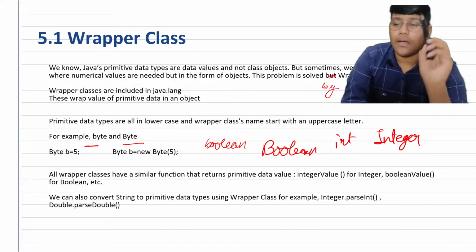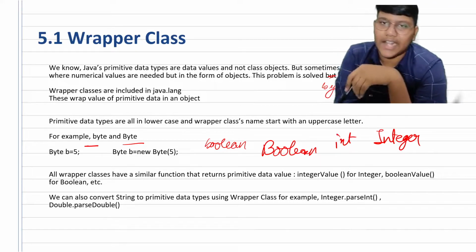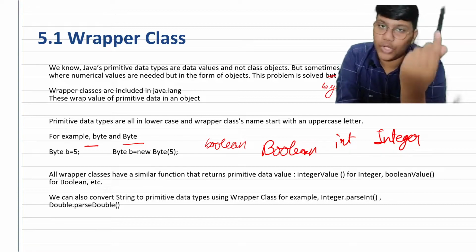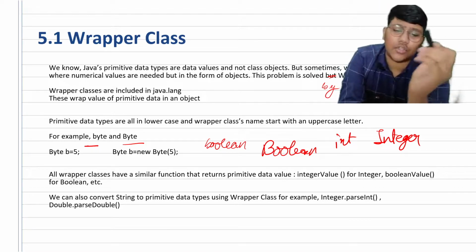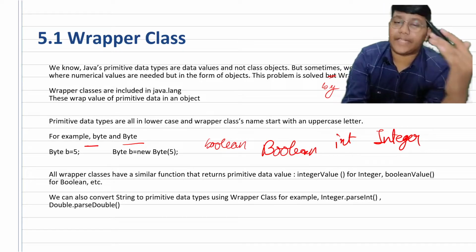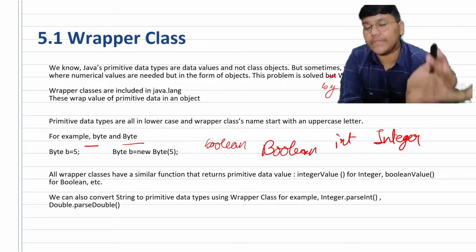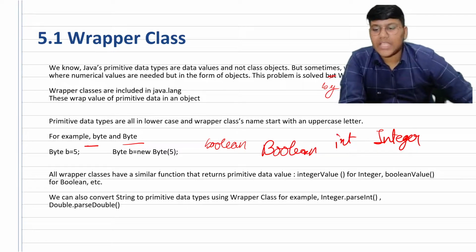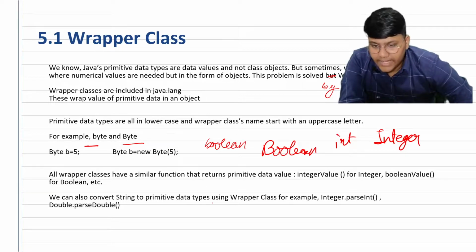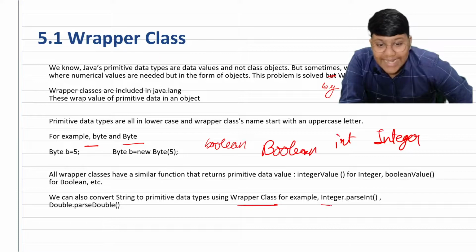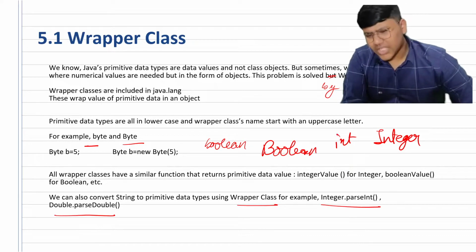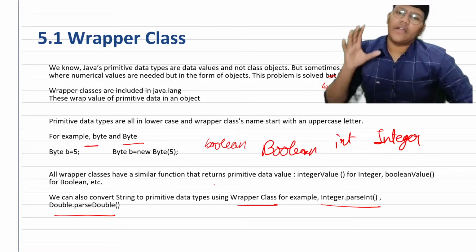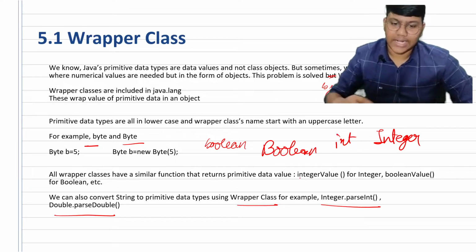Okay, now as primitive data types have the names like boolean, wrapper class will just have the first letter capital. So boolean will become Boolean with a capital B. Int will become Integer with a capital I. We can also convert string to primitive data type using wrapper class. For example, Integer.parseInt, Double.parseDouble.